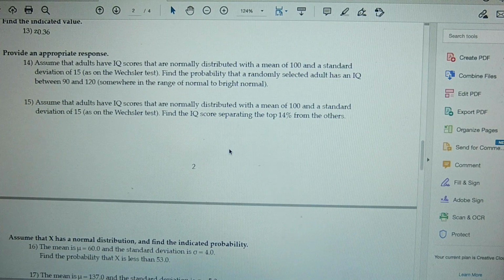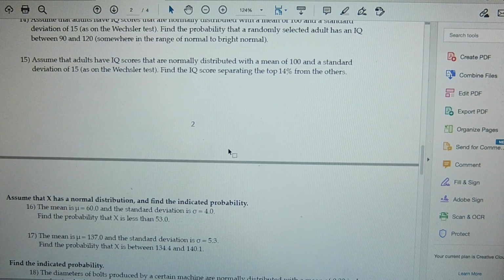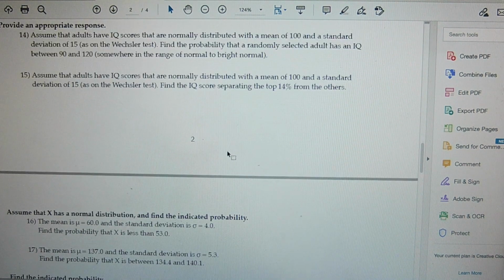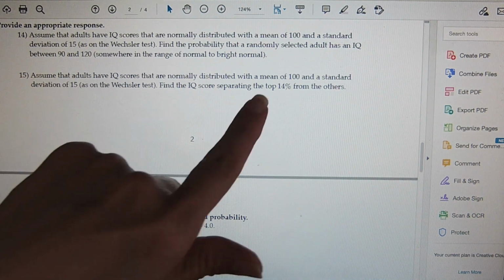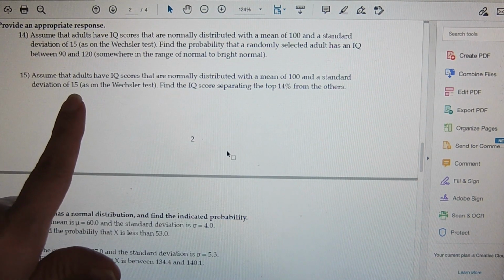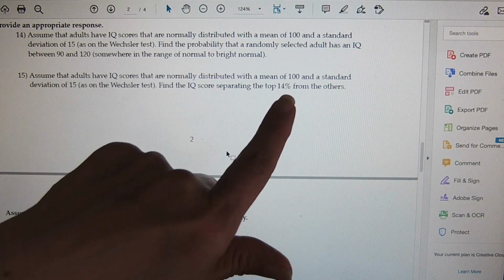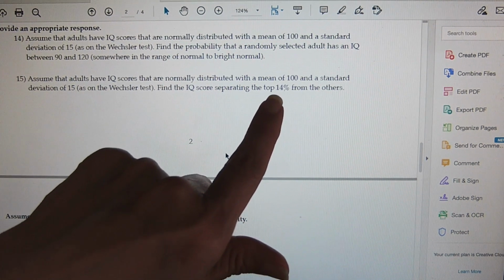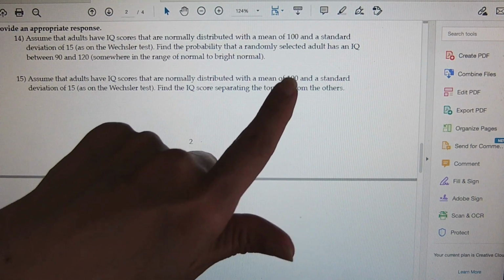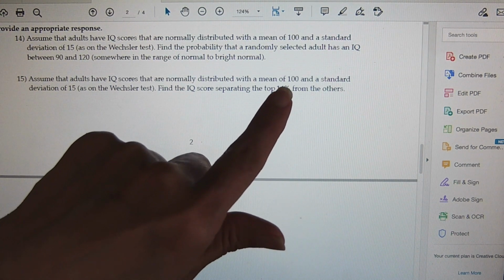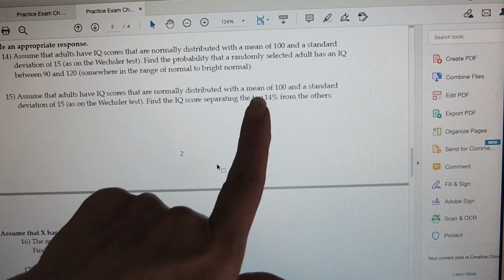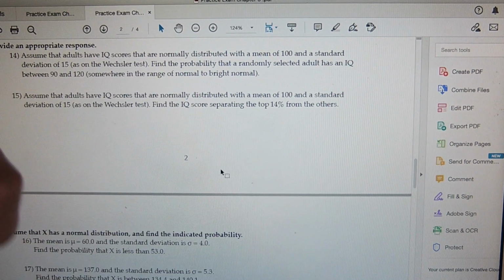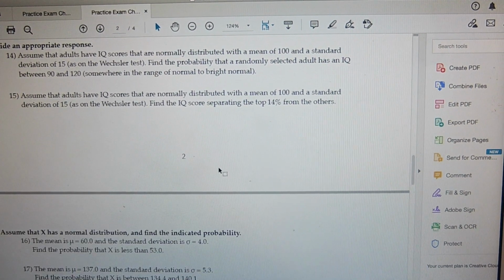Let me stop at the number if you want me to really go over. It's 15, exactly the same. So the mean is 100, standard deviation is 15, but this one is the top 14%. This is your area though. That's the inverse norm questions. There is a top 14% area happening. So what's my point? That's the inverse norm questions.